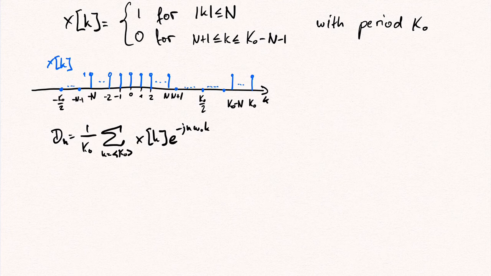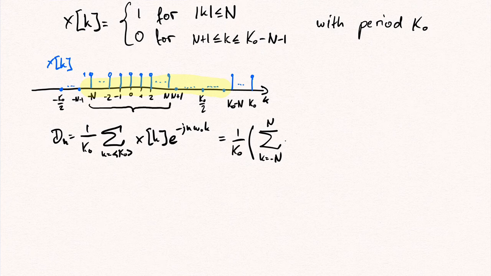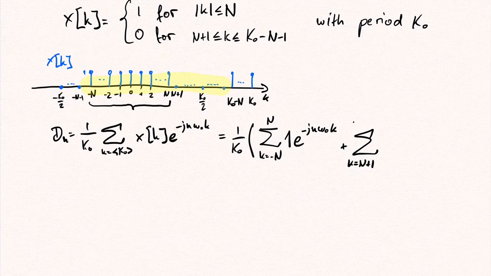So here we could choose to take the sum starting at k equals minus N up until k equals K0 minus N minus 1. So that d_n is equal to 1 over K0 times the sum for k equals minus N till plus N, which includes these samples here of x of k, which for those samples is equal to 1, times e to the power of minus j n omega 0 k, plus the sum for k equals N plus 1 up to K0 minus N minus 1, which includes these samples here, for which the signal x of k is equal to 0, which we have to multiply with the complex exponential e to the power of minus j n omega 0 k.